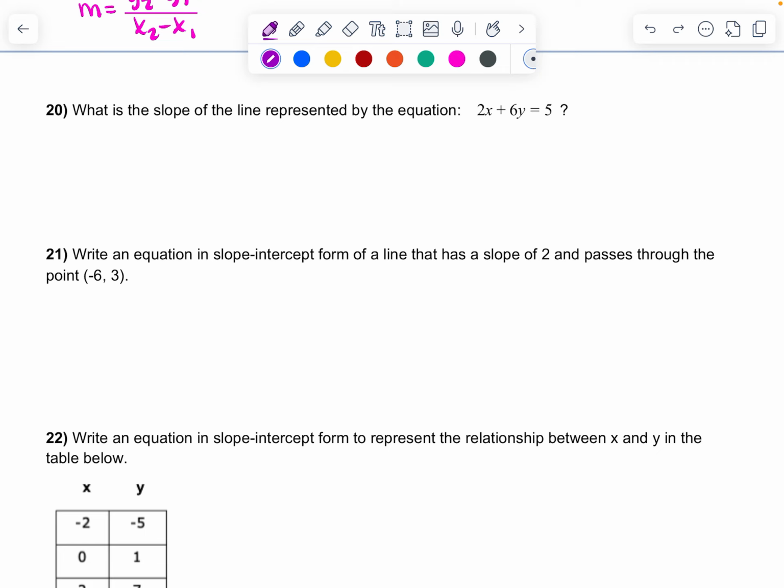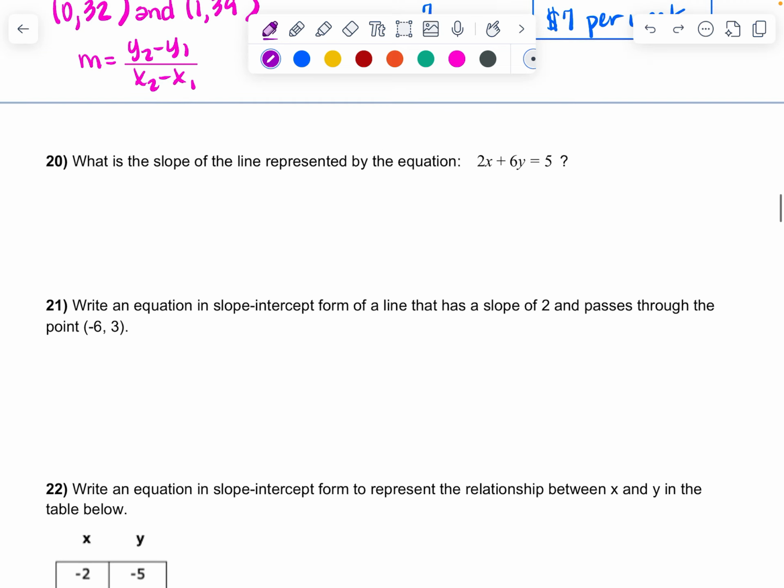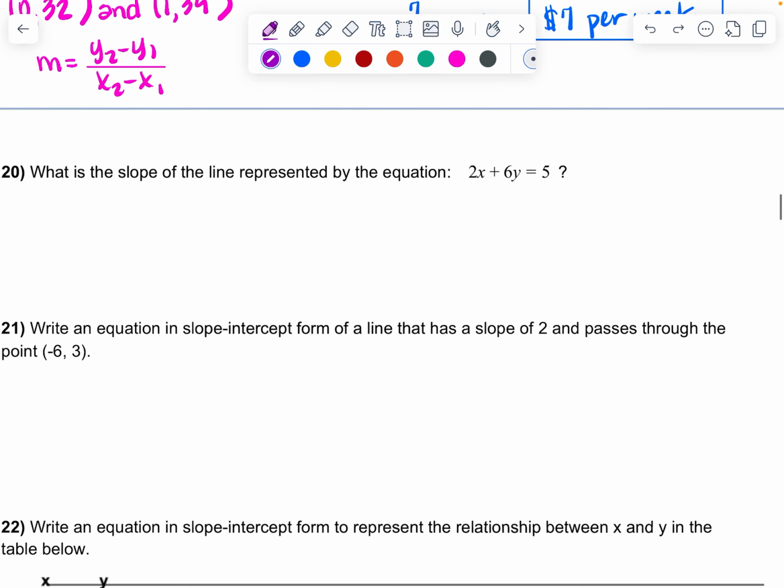Right, so video number 2 of 3. We're just going to do 20 through 35 or something like that. All right, so number 20, we've seen this question before. What is the slope of the line?